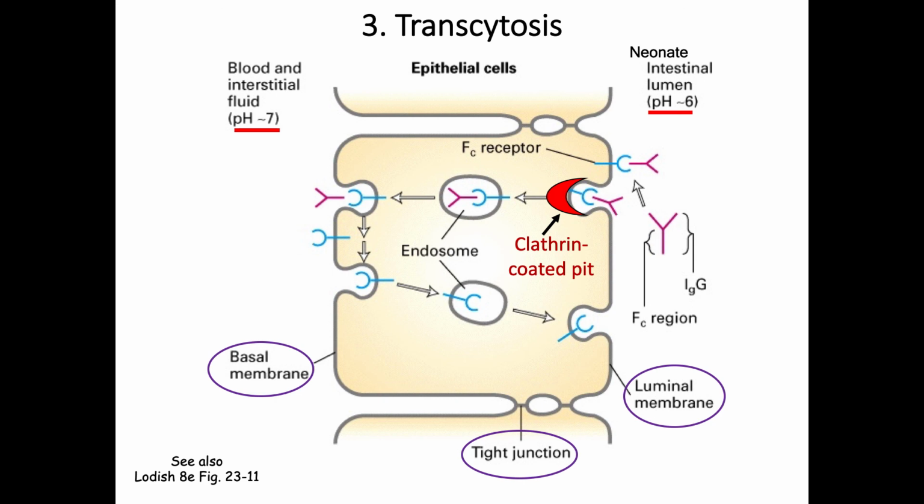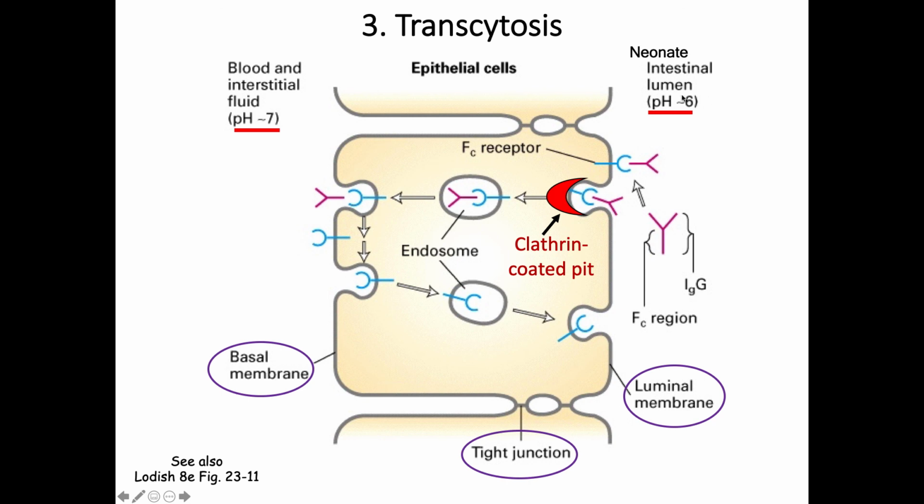intestinal epithelia. So what you are seeing is a cross section of the intestinal epithelia. Here you have the intestinal lumen, pH 6. On this side, you have the blood and the interstitial fluid, pH 7, neutral pH. Along with the mother's milk, the mother's antibodies come into the intestinal lumen. These antibodies are heavily glycosylated, and they are not digested by the digestive enzymes of the newborn. They are taken up by the Fc portion into the clathrin-coated pit, and they are recycled to the other end.